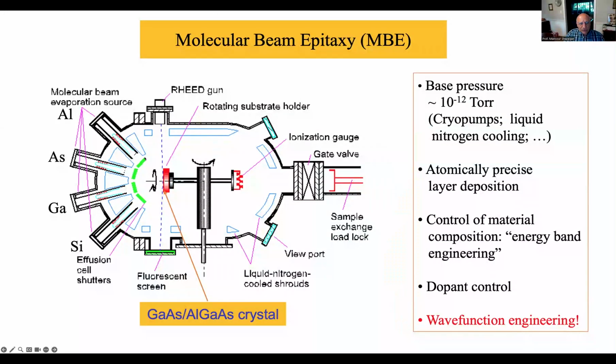The key thing is to have the system as clean as possible. That means vacuum has to be very low. So the typical pressure we can get now in these systems is 10 to the minus 12 torr. Just to remind you, that means 10 to the minus 15 atmosphere. So it's quite a good vacuum. It's comparable to part of free space, essentially. So I'll tell you in a minute how one achieves that. But once you do that, then you could grow these atomically precise layers. That gives you control over composition, the material, and essentially energy band engineering, which is what we are doing in these experiments.